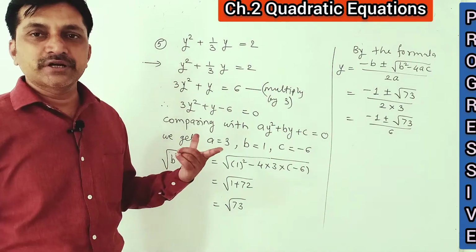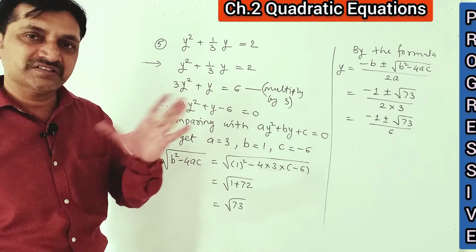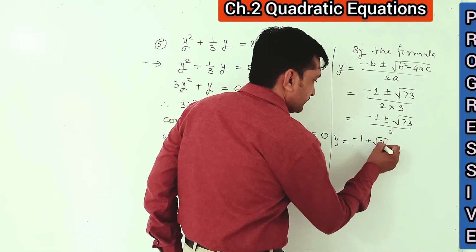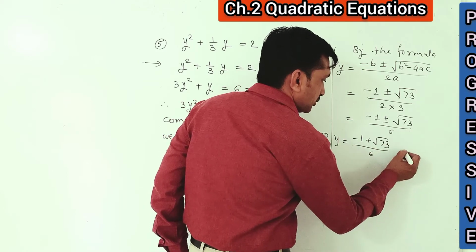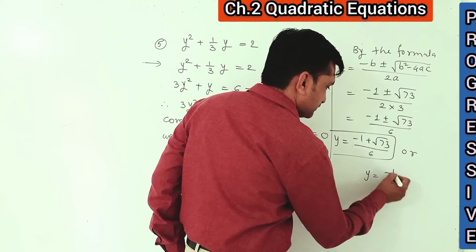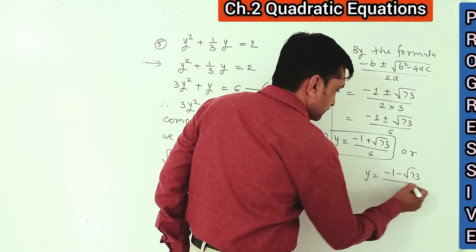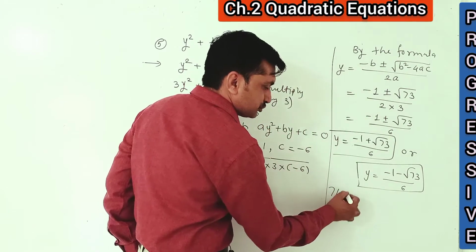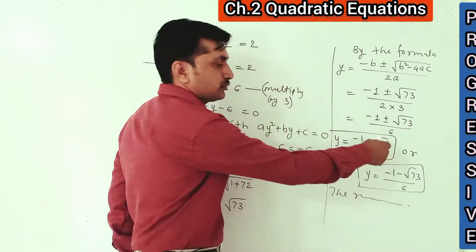Can we take common in the numerator? No, that's why separate values now. Y is equal to minus 1 plus root 73 upon 6, or this is first value, y is equal to minus 1 minus root 73 upon 6, it is second value. So therefore the roots of equation are, you write these two values.